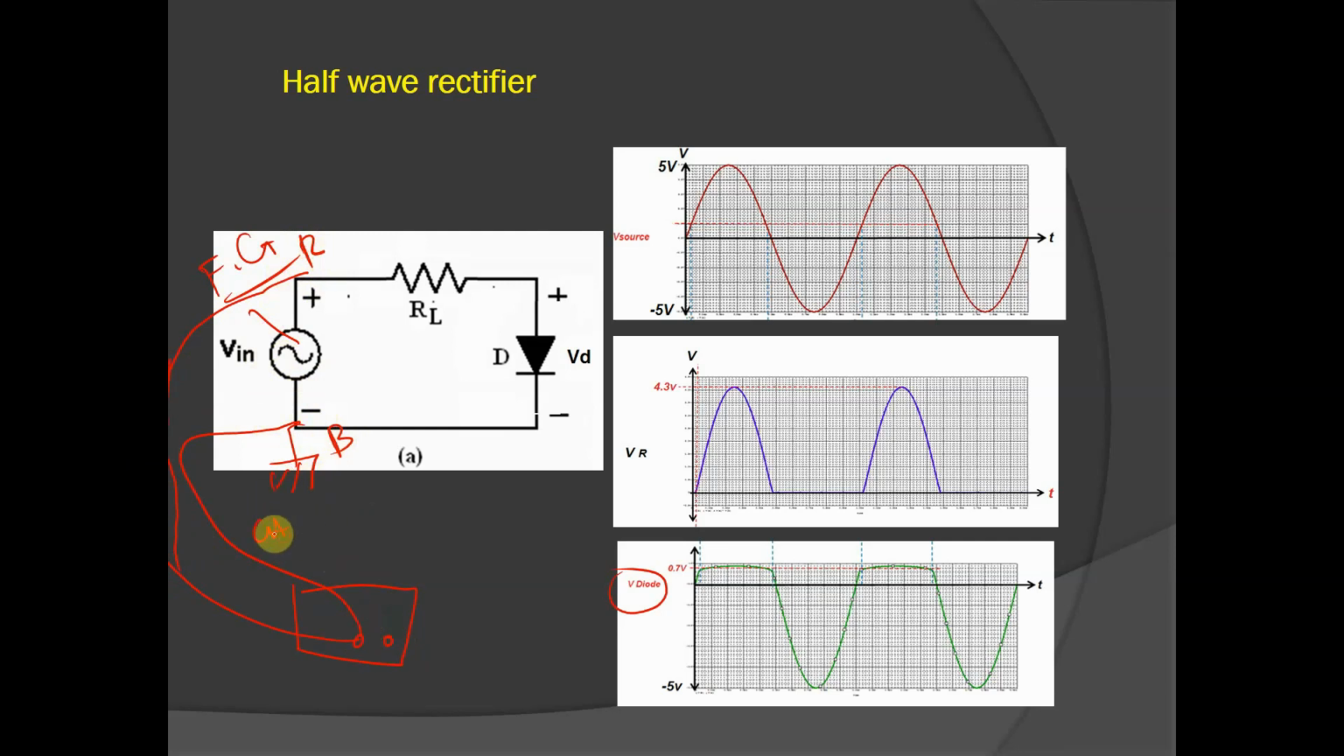This is channel 1. And channel 2, of course, the ground of channel 2 will be here. The black of channel 2 and the red of channel 2 will be connected here. In this case, we are measuring the voltage across the diode. Okay. When the diode is open, let me just draw it here.